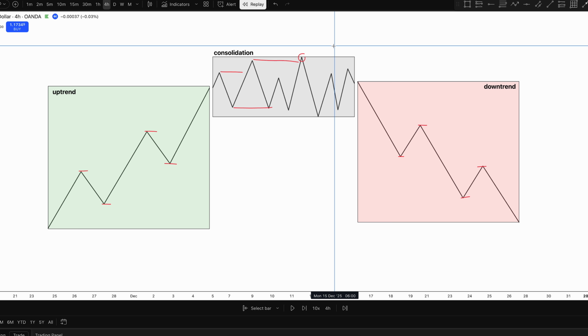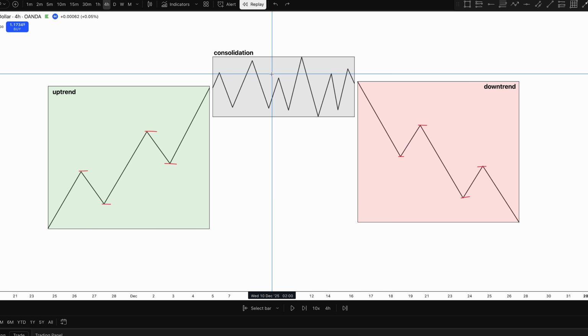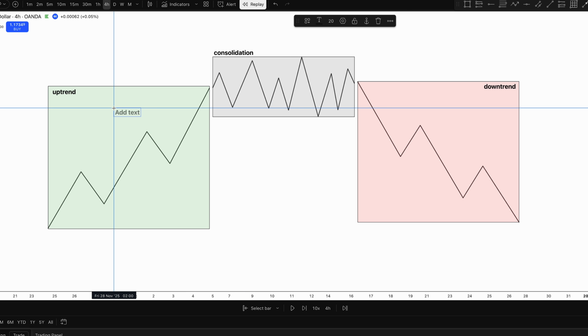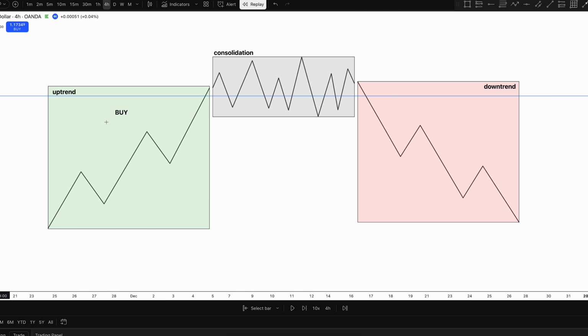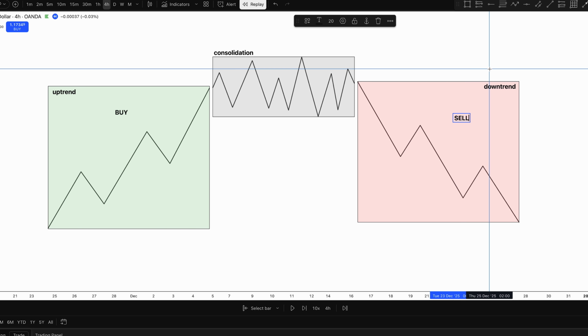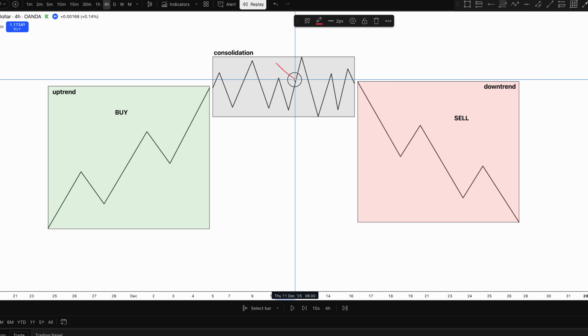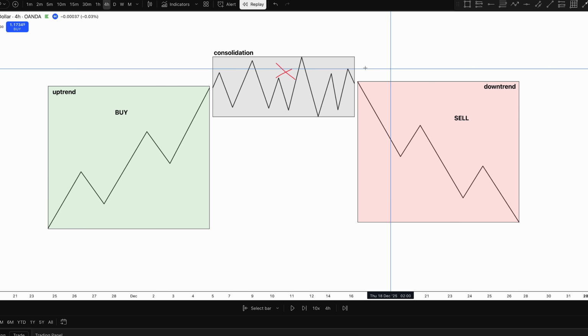It's not making clear upward moves. It's not making clear downward moves. It's just chopping back and forth, okay? Now, the classic ways to trade each of these different phases, it's actually very simple, as you can imagine. In uptrends, we want to buy. In downtrends, we want to sell. And in consolidations, we just simply want to do nothing. That's pretty much how we trade the market.